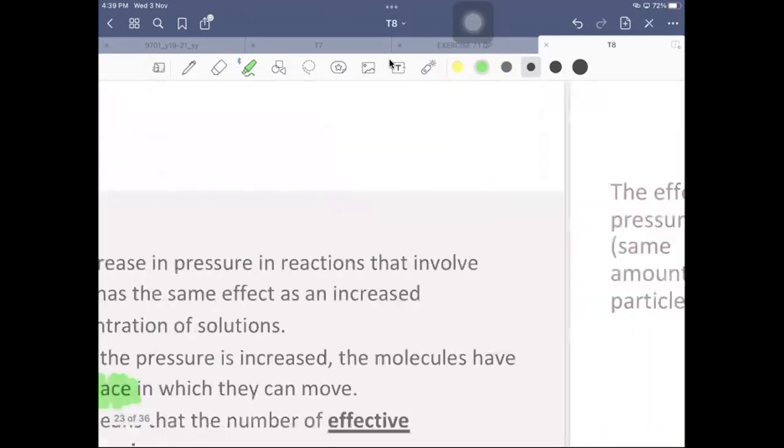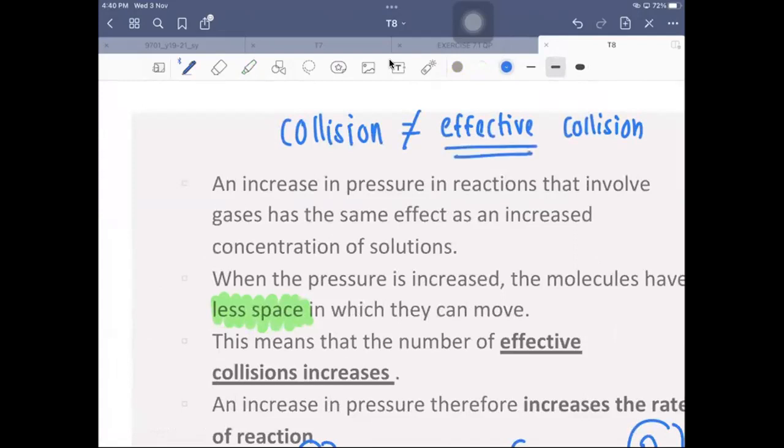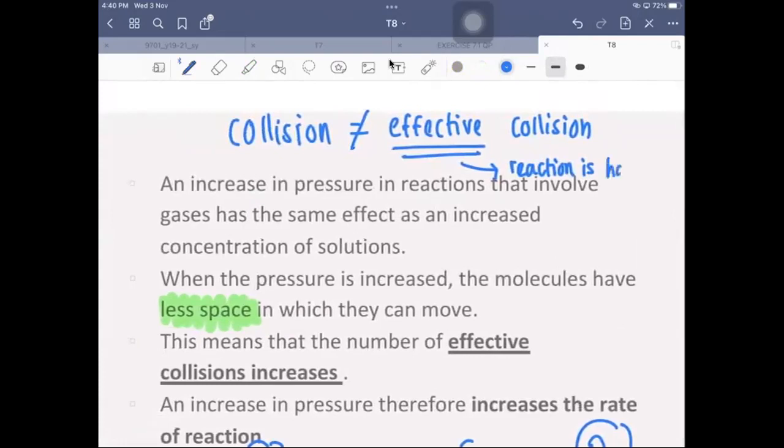Please take note, collision does not equal effective collision. Okay, collision, they just hit each other. Whether or not they result in a reaction, it's not mentioned, we can't tell. But effective collision, we know that there is a reaction happening for sure. If we just say collision, we don't know if there's a reaction or not, right? So my suggestion is you must mention this too.